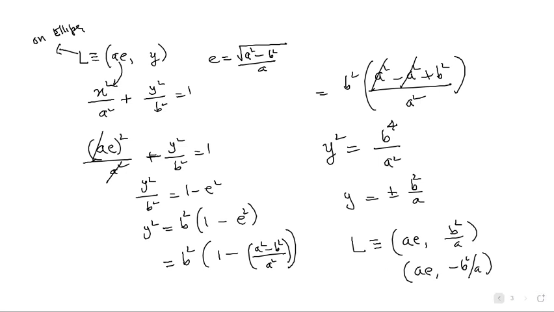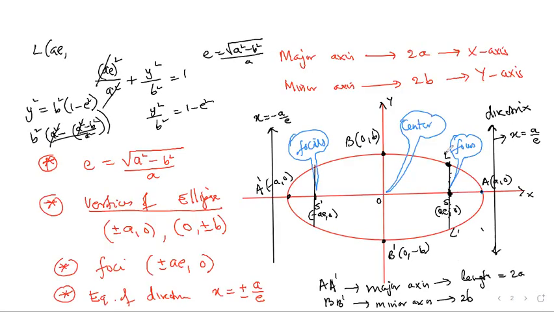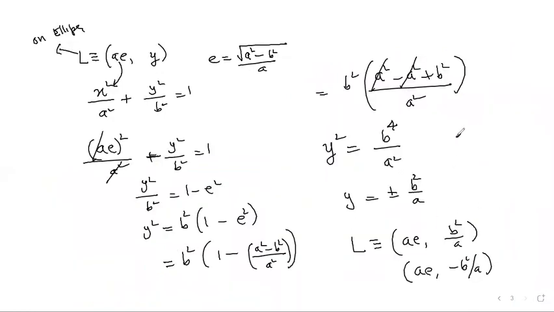So just look at the diagram. This point L will be AE comma B square upon A. This will be AE comma minus B square upon A. So what will be the total length? B square upon A will be this much. This much also B square upon A. So total length will be 2B square upon A. So the length of the latus rectum will be 2B square upon A. This much you have to learn.